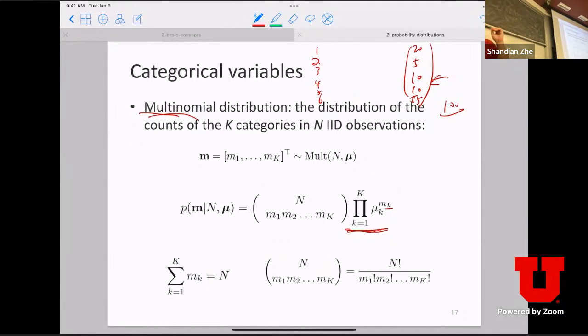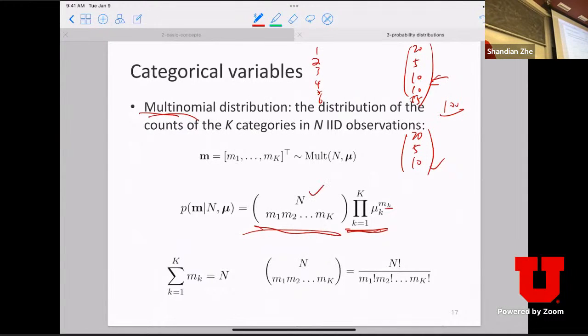For example, if I want to get this count, 20, 5, 10, and so on, it might be in one experiment that the first 20 trials are category 1, and then the following 5 are category 2, and the following 10 are category 3, and so on. But this is just one trial. There are many other possible trials that can give you the same outcome. So I have to count all possible outcomes and add up their probabilities. That's why we have to put this combinatorial number here.